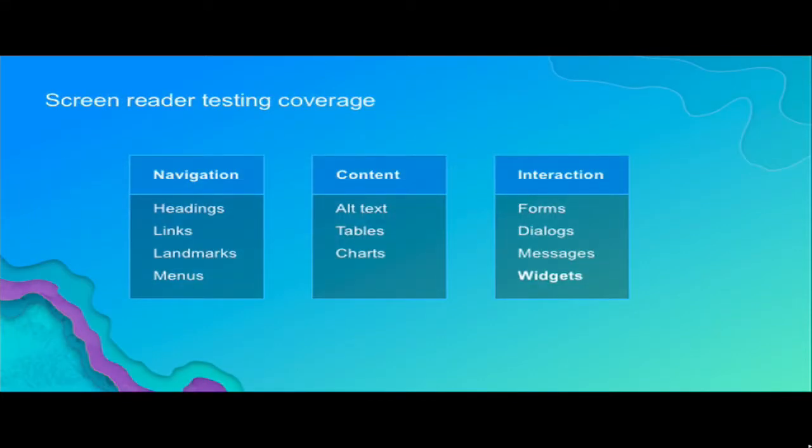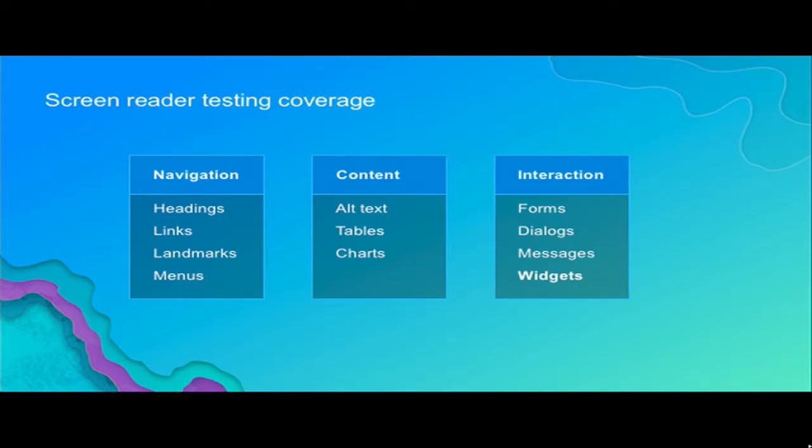But the testing coverage using screen reader, first, I usually cover the navigation. So look at the headings, look at the links, landmarks, menus, make sure I can use VoiceOver or screen reader to access those navigation parts. And then I look at the content, especially images. Does image have alternate text? Can I use the screen reader to read the table?